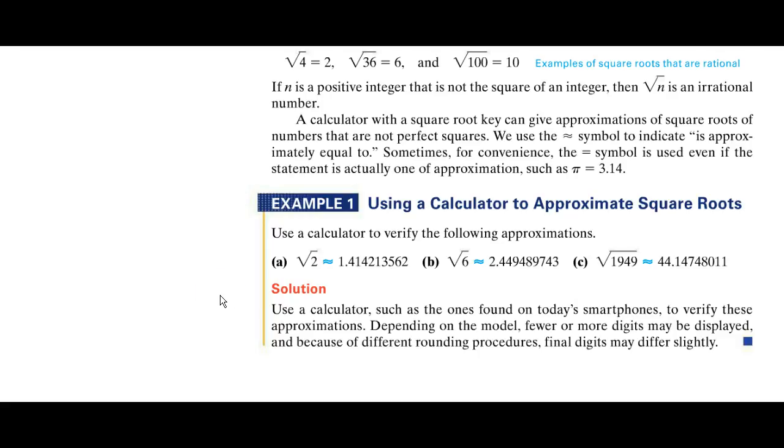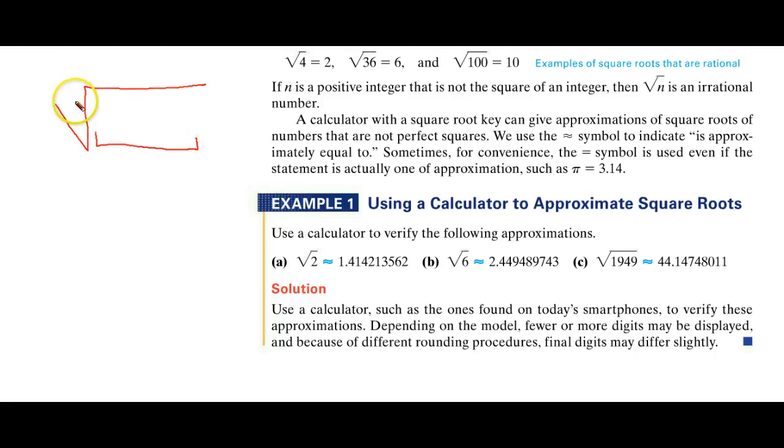Now, how do you put that in a calculator, by the way? Often in a calculator there is a radical sign. And let's just go over that for a moment. This is called the radical sign. And what we put under the radical sign is called the radicand.